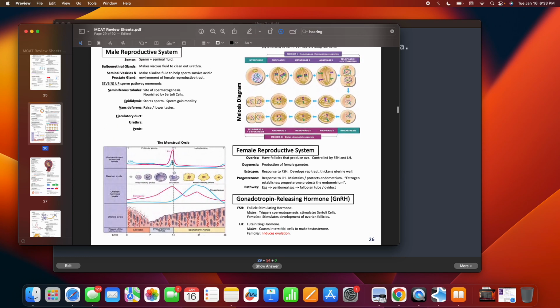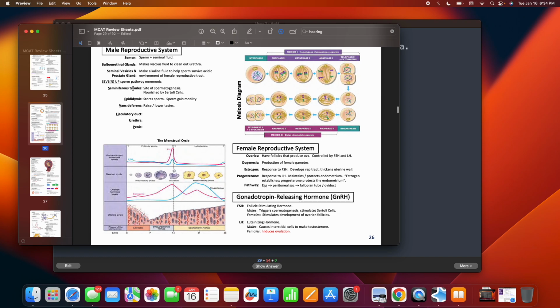So again, 7UP. S is for the seminiferous tubules. Then the E is for epididymis. And then we have the V for vas deferens. I think it's vas deferens, not vas deferens. We'll double check that. And then the second E is for ejaculatory duct. And the N is for, we don't have an N, so up. The U is for urethra, and P is for penis.